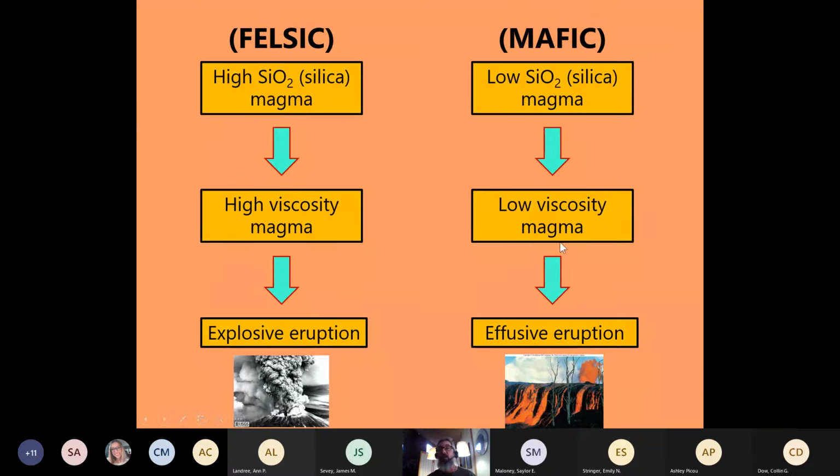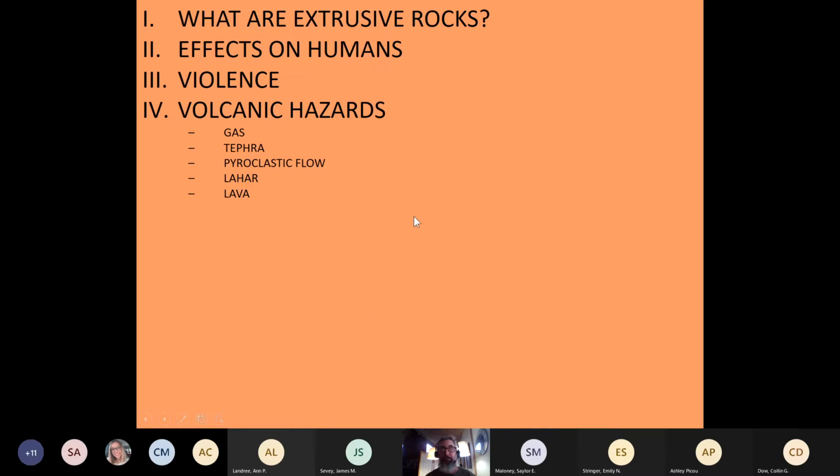Mafic lavas erupt effusively and cool into dark mafic rocks. Felsic lavas usually erupt explosively and cool into lighter colored rocks. So one of the ways that we might predict eruptive style is to look at the actual rocks that the volcano is made of. If the volcano is made of black rocks, that means it probably erupted effusively in the past. If the volcano is made of lighter colored material, it means it erupted explosively in the past, most likely.